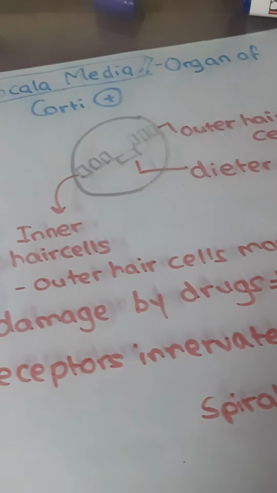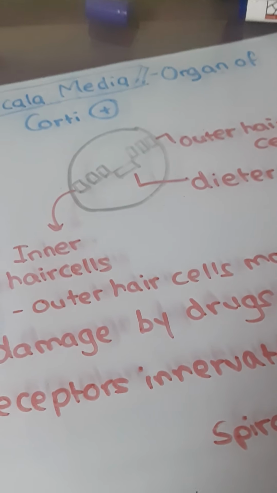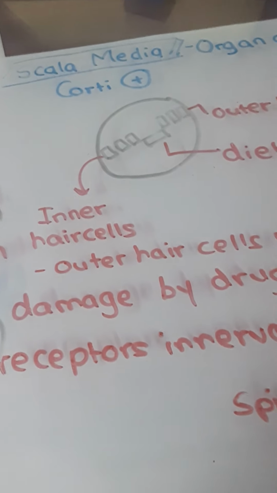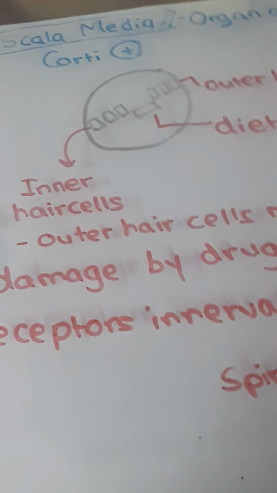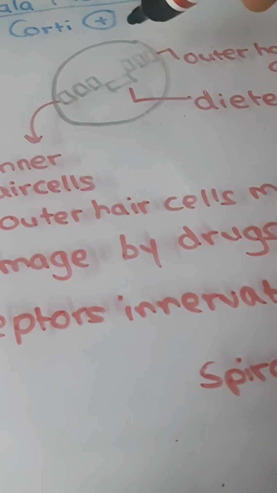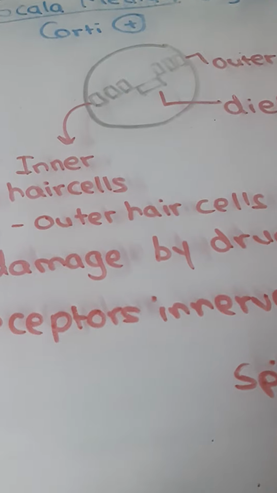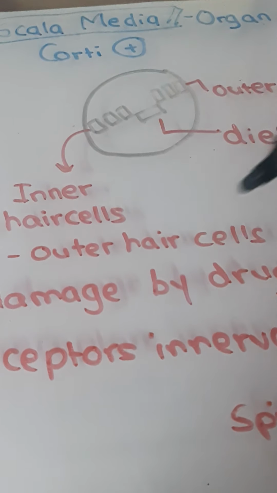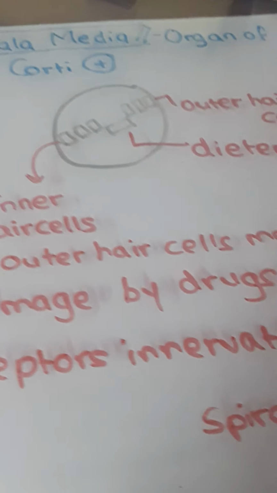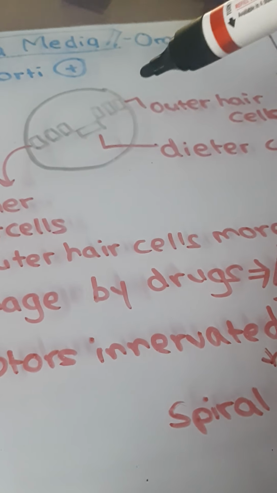Scala media consists of your organ of Corti, which is the main hearing organ. Where is your organ of Corti present? It is present in your scala media. Now what does it consist of? This is the organ of Corti, a schematic representation. What do you have in here? You have your hair cells, inner hair cells and outer hair cells.